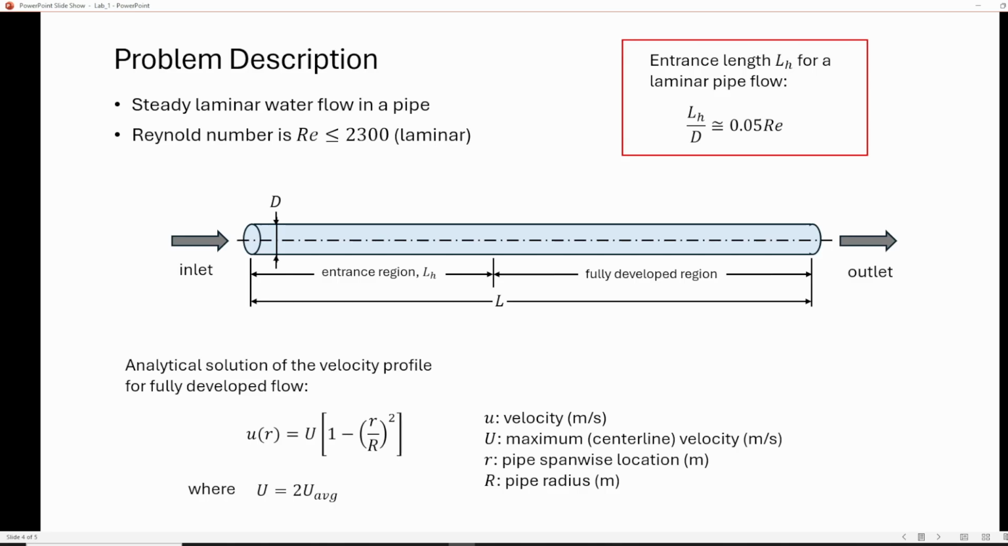This is our problem description. We will look at steady laminar water flow in a pipe, and since flow in a pipe is a mature topic, it has been studied by researchers for a long time. We know that for laminar flow, the Reynolds number will be below 2300.